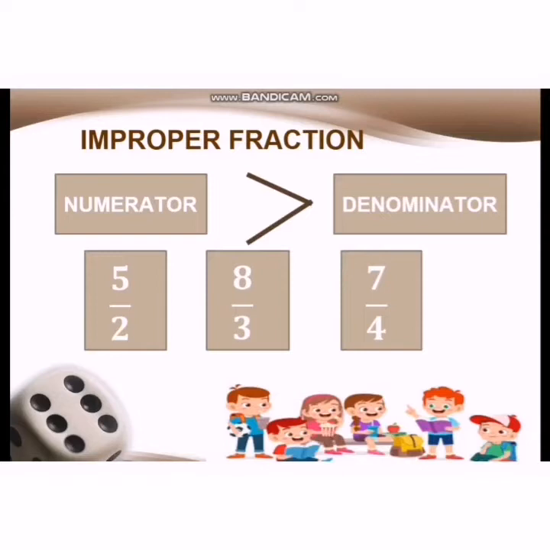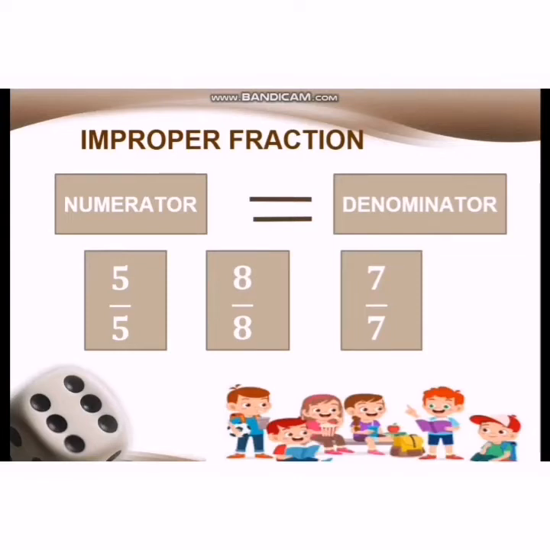Now come to the topic. Improper fractions are the fractions in which numerator is greater than denominator. 5 by 2, numerator is greater. 8 by 3, numerator is greater. 7 by 4, here numerator is greater than denominator. In all these 3 examples, we have all 3 numerators greater.